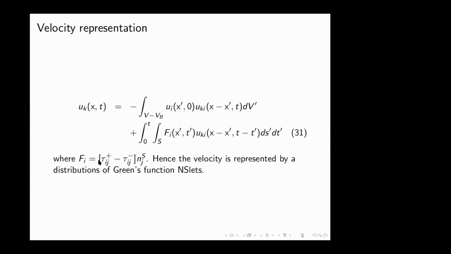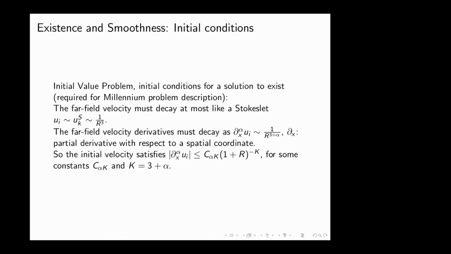Okay, so now I've got to the actual result that I've proven, and I can look at some properties of the solution. So first, I can look at existence and smoothness. So I know for this problem, in the far field, it must decay like the Stokeslet. So that must be a condition of the problem for a solution to exist. And also the derivatives must obey the Stokeslet derivatives as well. So I can work out how it must decay.